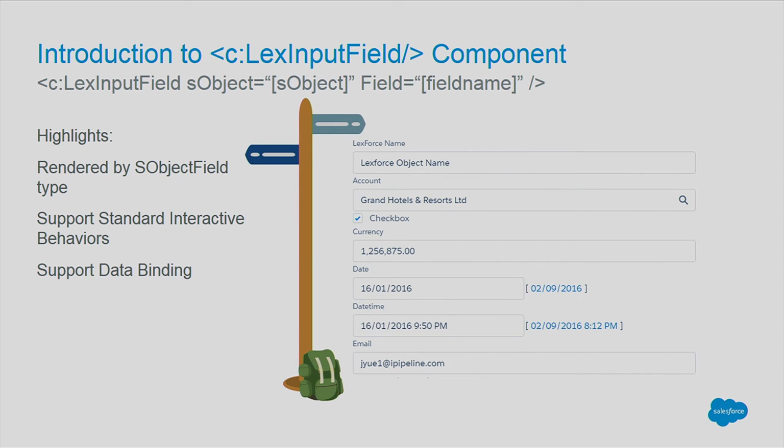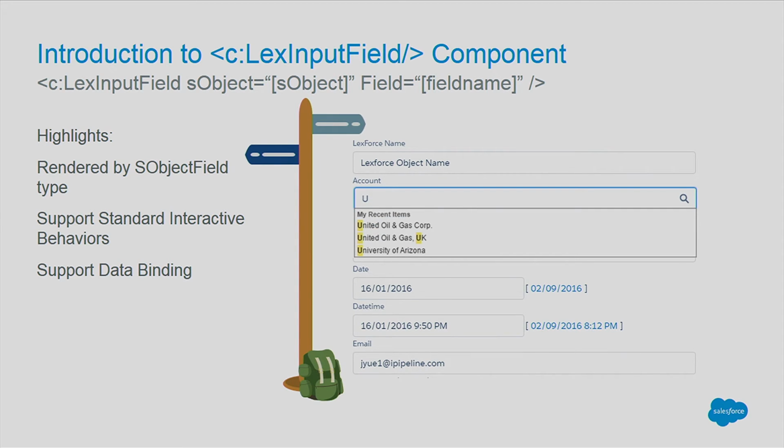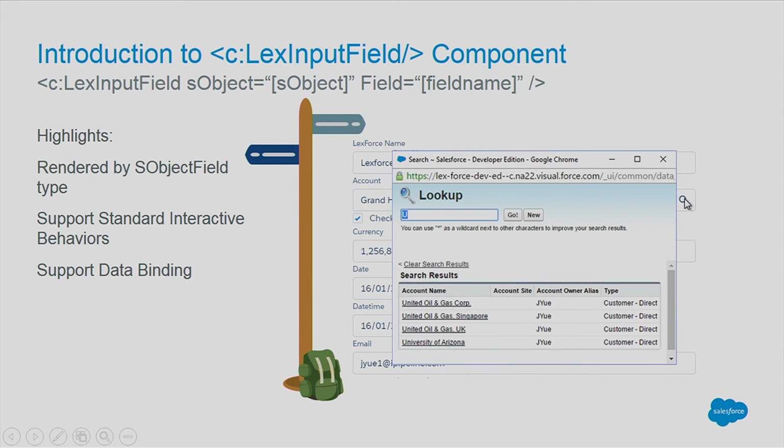So let's take a look at the lookup field. For example, if you enable the lookup auto completion feature for this field, then when you type in, it should automatically display a recent list for you. And if you click on the search icon, it should bring up the lookup dialog for you. So that's the standard interactive behavior we need to support. Also, we need to support data binding.